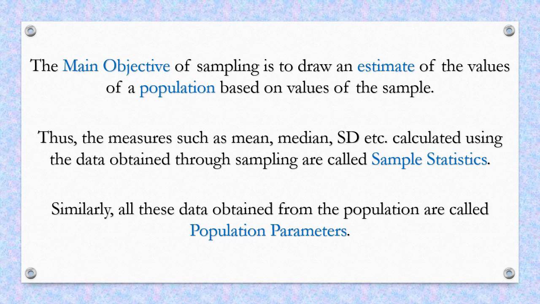So statistics are the measures obtained from a sample and parameters are the measures obtained from a population. So sample statistics are for sampling, population parameters are measures of the population. So the average height of 100 students is a statistic and the average height of 1,000 students is a parameter. This is what I am trying to say here.